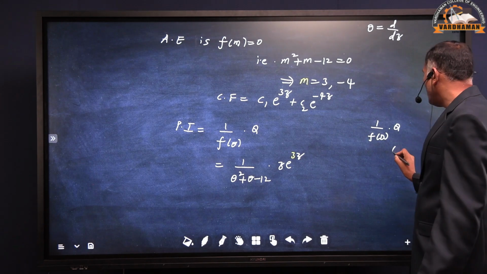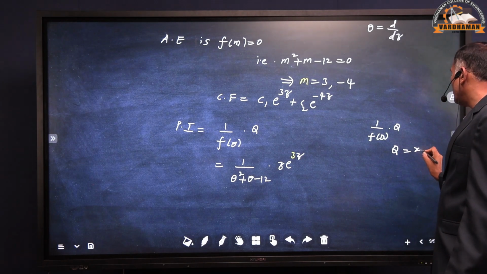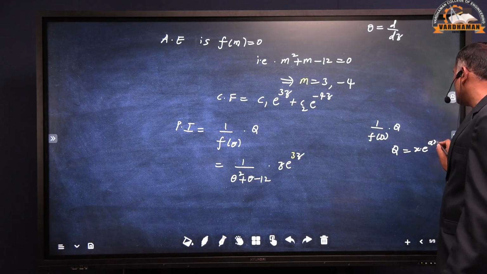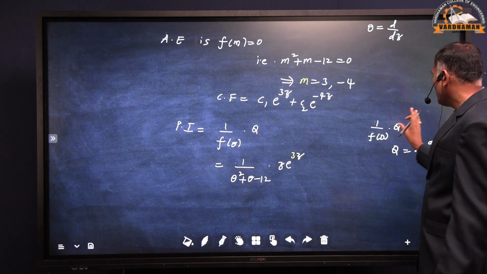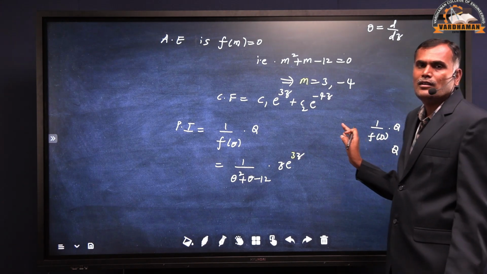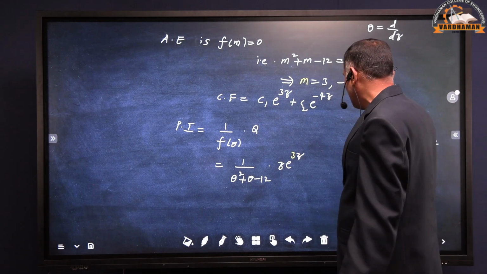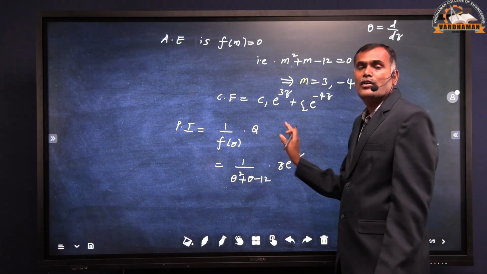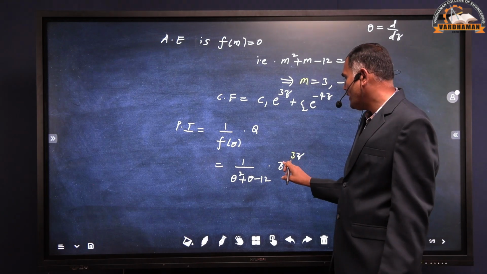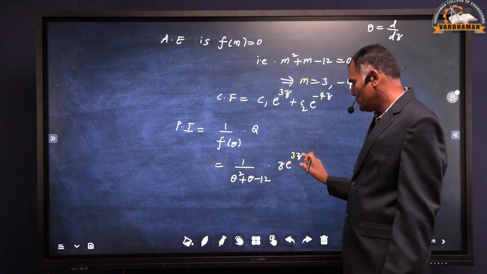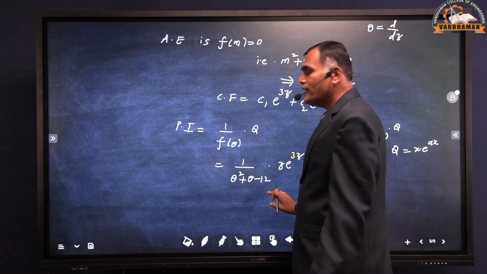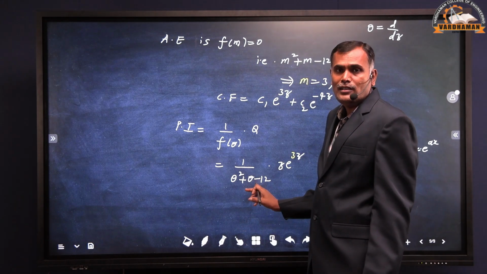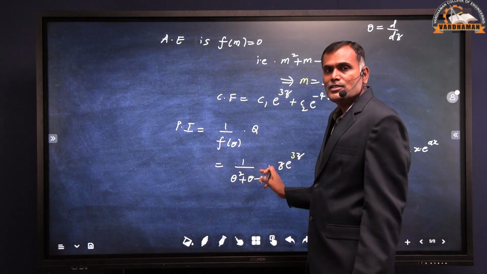Here Q is of the form x power m into e power ax, like that, e power ax into V. So we use whatever method we discussed in earlier videos to find the particular integral of this problem. It is of the form some x into e power ax. Now let us use that method. The method says that simply replace D with D plus a. In this case we replace θ with θ plus a.